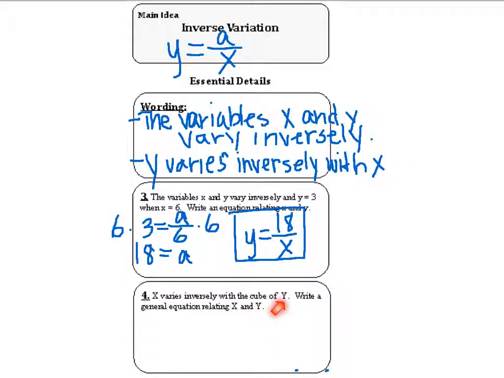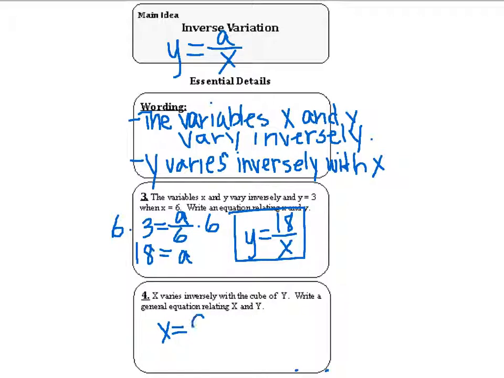Number 4 here, x varies inversely with the cube of y. So the cube of y, that's y to the third. And then it says x varies inversely. So x is what they put in place of the y here. So they're throwing us off a little bit. So instead of y equals, I'm going to put x equals.